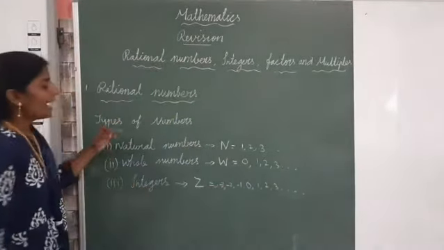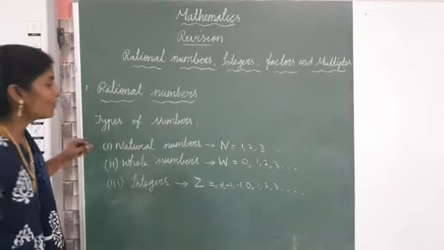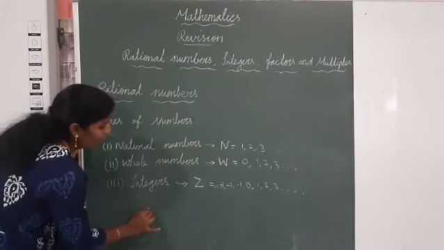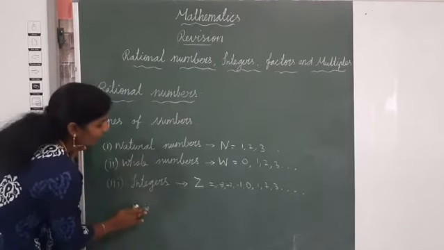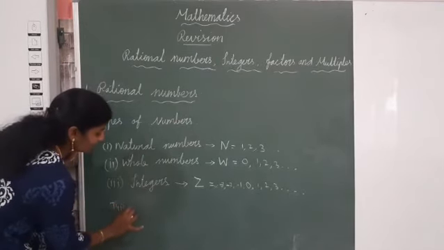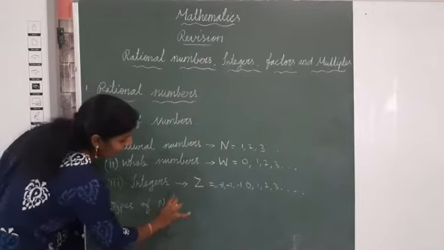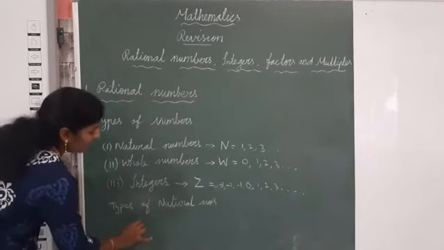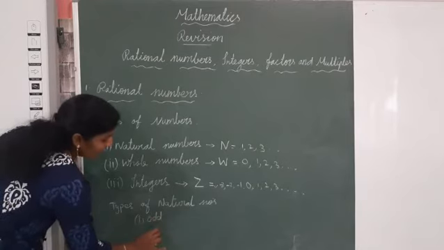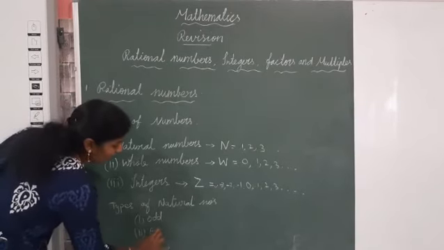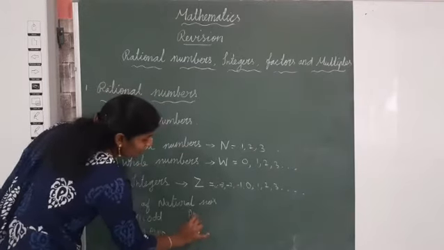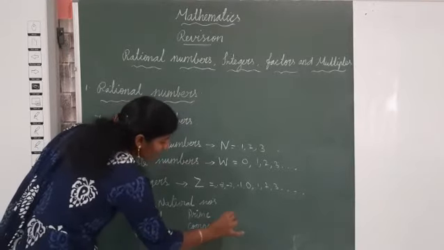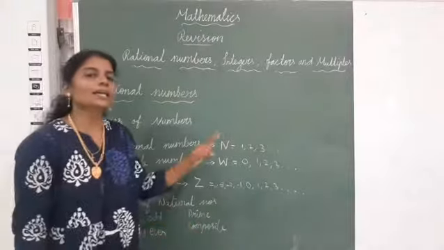Okay. Now, we have types of natural numbers. What are the types of natural numbers? First one, odd numbers. Then second one, even numbers, then prime numbers, then composite numbers. Okay, odd numbers, even numbers, prime numbers, then composite numbers.